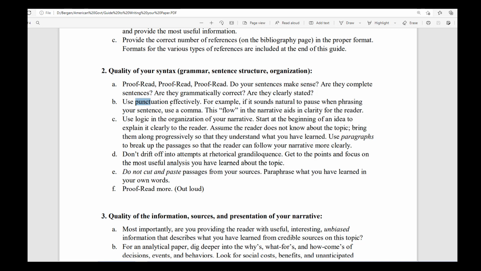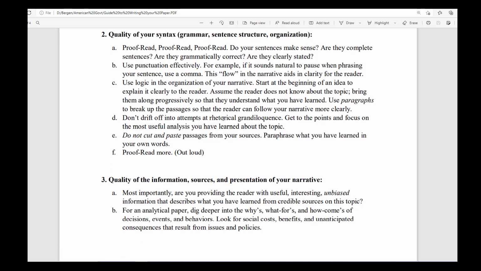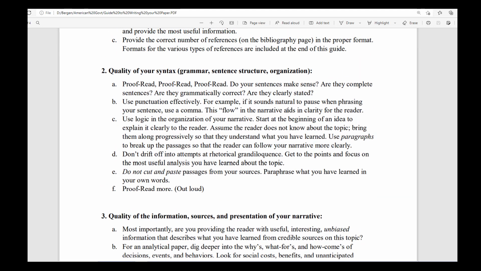Use punctuation effectively. If it sounds natural when you're reading it to pause when you're phrasing a sentence, we'll put a comma there because that would help the reader do that same thing. That would help the reader absorb that information a little bit more clearly. This creates a flow in your narrative that is kind of hard to explain to somebody, but when a reader is reading it and that flow comes across naturally, it makes it easier for them to read it, aids in the clarity for the reader.